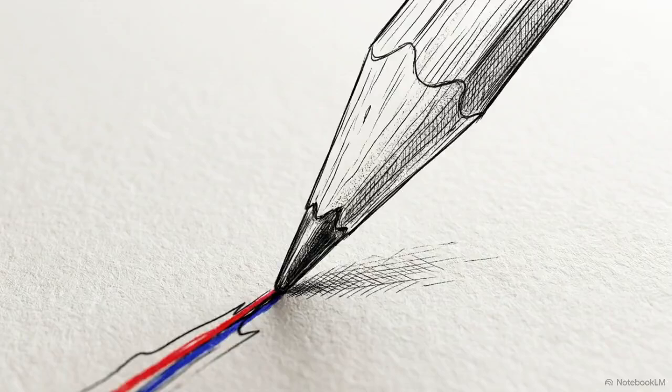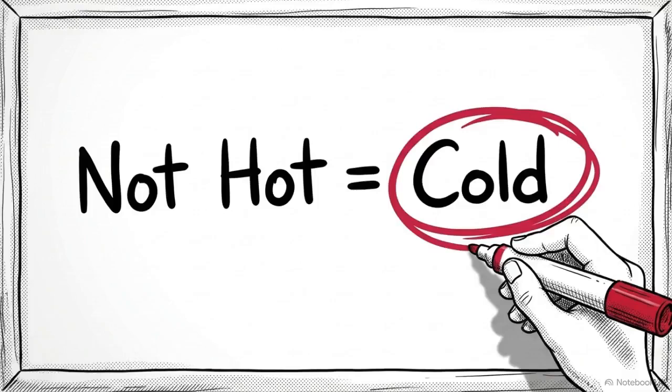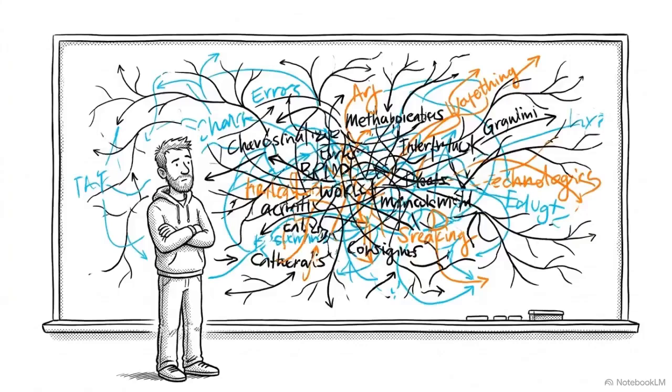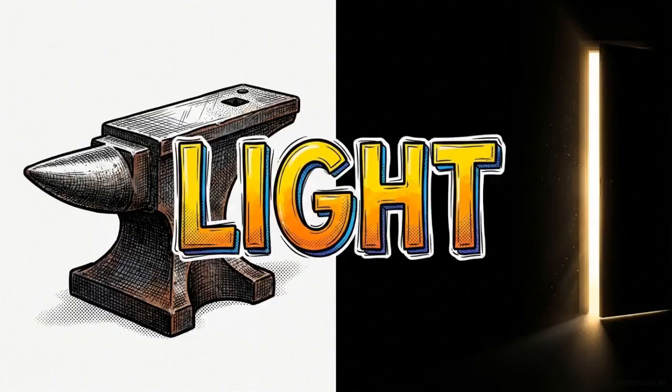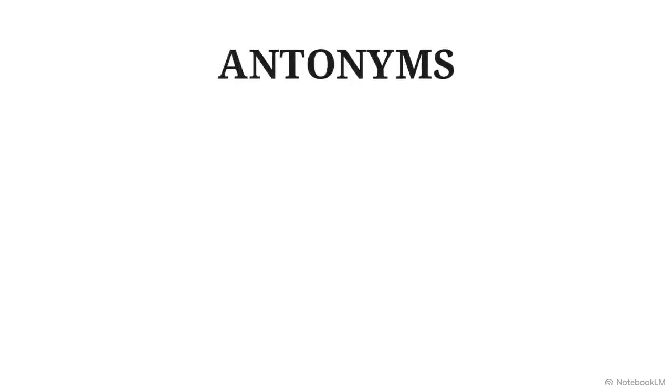Words have a way of sharpening our thoughts. When you want to be precise, sometimes the easiest way to explain a thing is to describe exactly what it isn't. But pinning down a true opposite can be tricky, especially when a single word has completely different opposites depending on the sentence it lives in. We call these opposites antonyms.